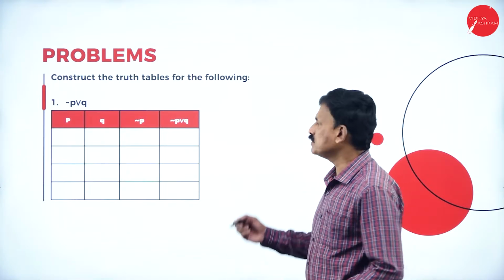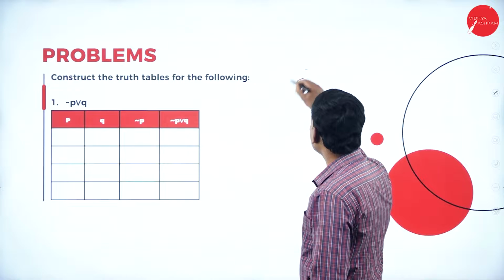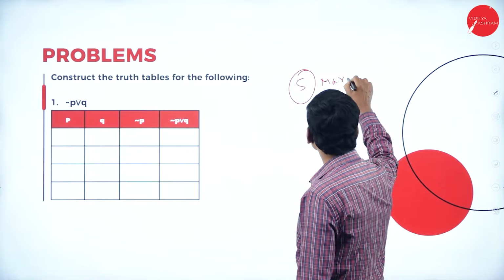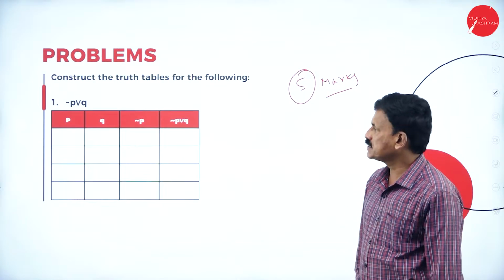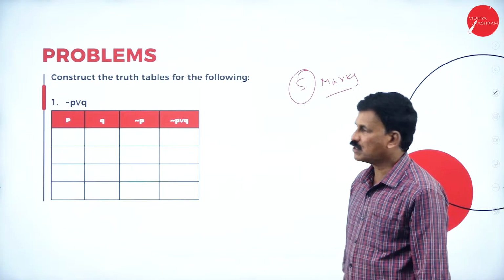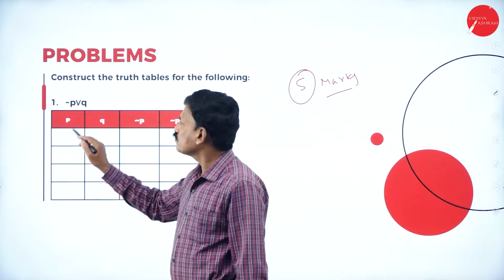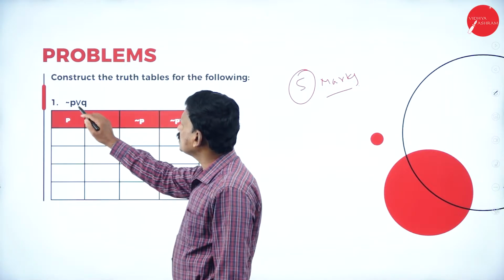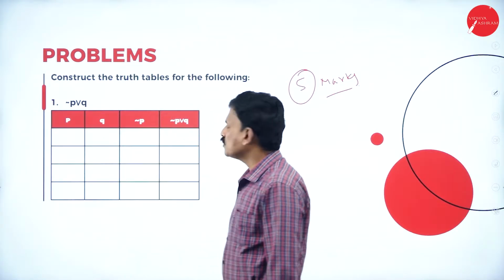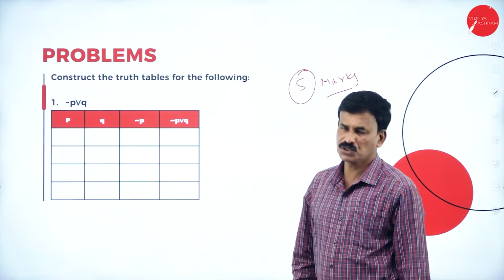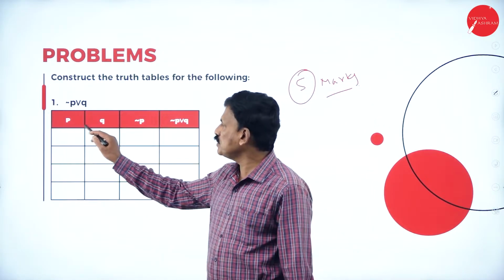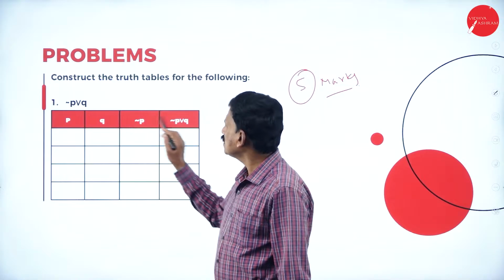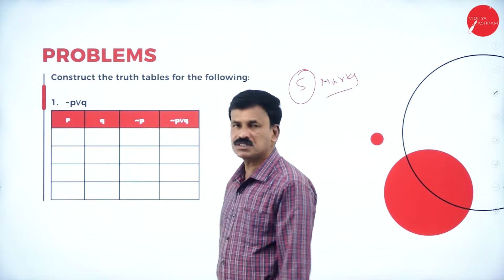Very simple problem. You may expect this type of problem for 5 marks, right? So negation of P, disjunction Q. Now let us split this: P, then Q, negation of P, and negation of P disjunction Q. The splitting is very important here. So let us write first P, Q, then negation of P, then negation of P disjunction Q.